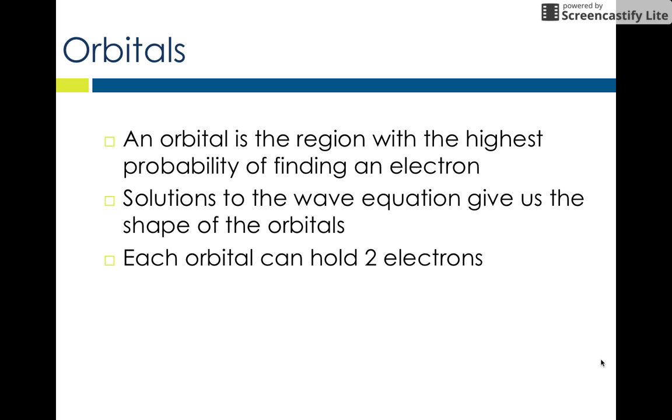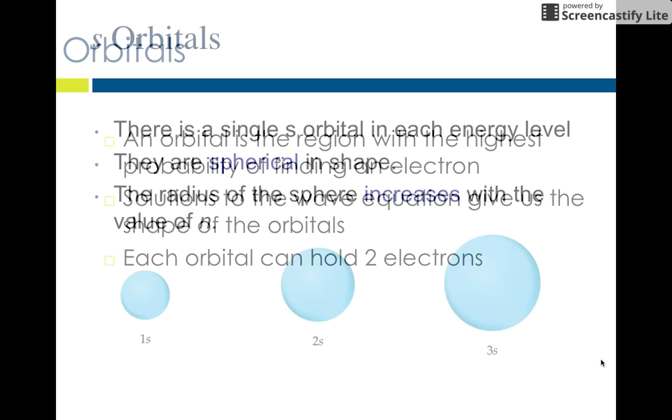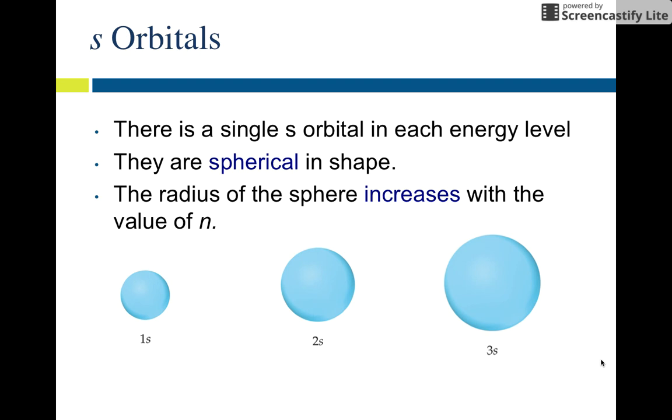So we have s orbitals. That was the first type that we looked at. In each s subshell, there is a single s orbital. It's spherical in shape, and the size of the sphere increases as n increases. It's important to recognize that the probabilities are more on the outer edges of this sphere, and they're not continuous all the way through the center of the sphere. By which I mean you don't have a high probability of finding an electron in the nucleus at the center of the sphere.